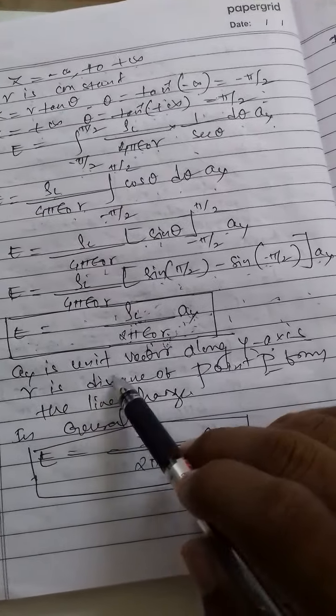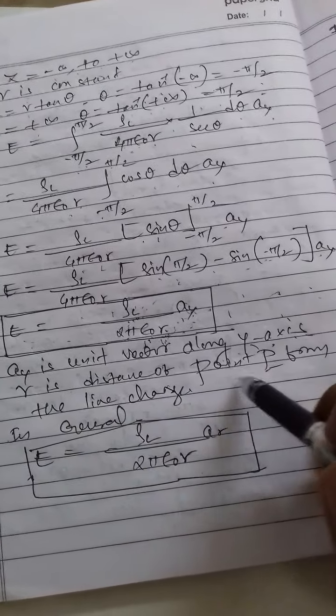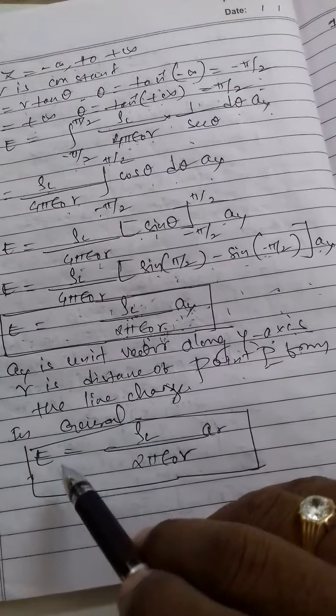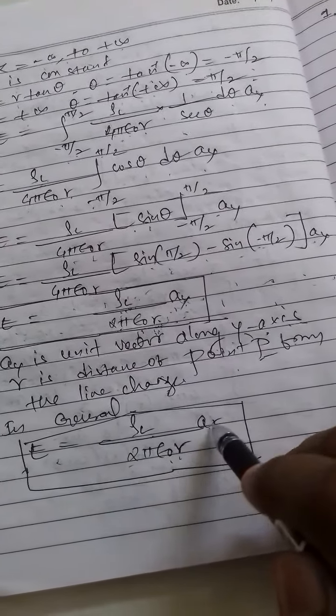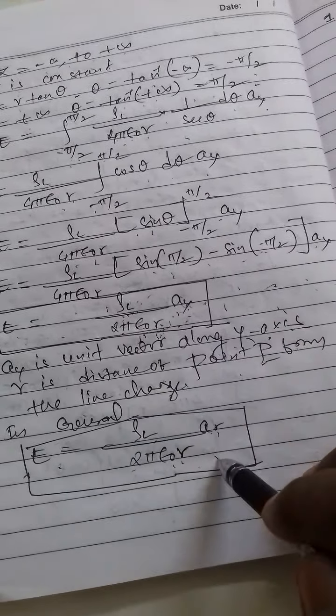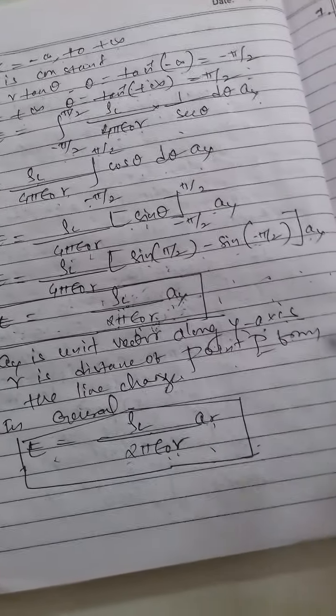Now ay is the unit vector along the y axis, and r is the distance of point P from the line charge. In general, we write rho L upon 2 pi epsilon naught r into ar. That is the equation for the electric field intensity at a point due to an infinite line charge.